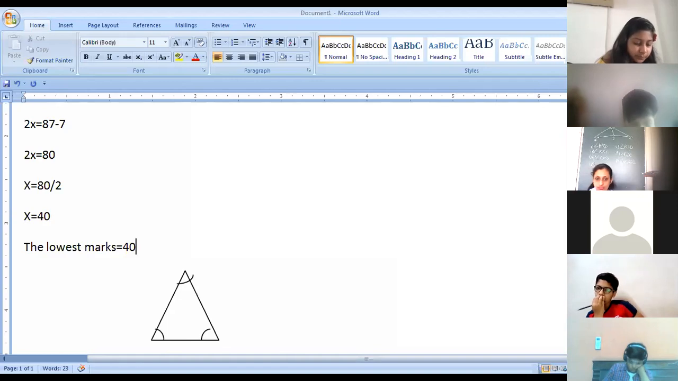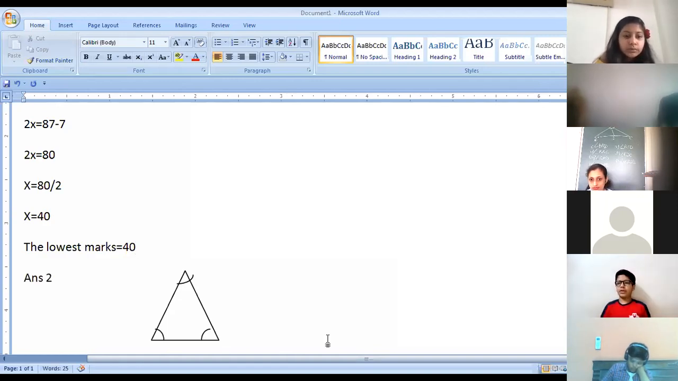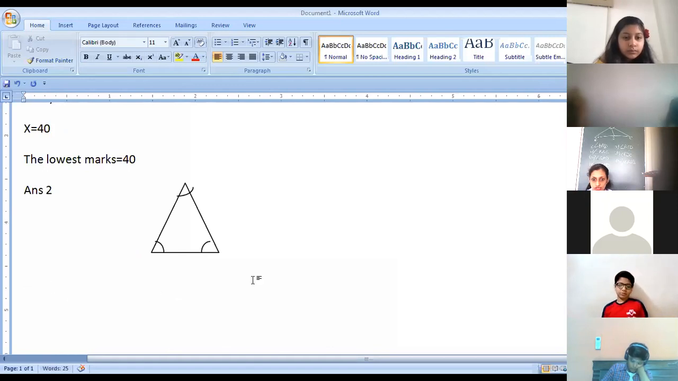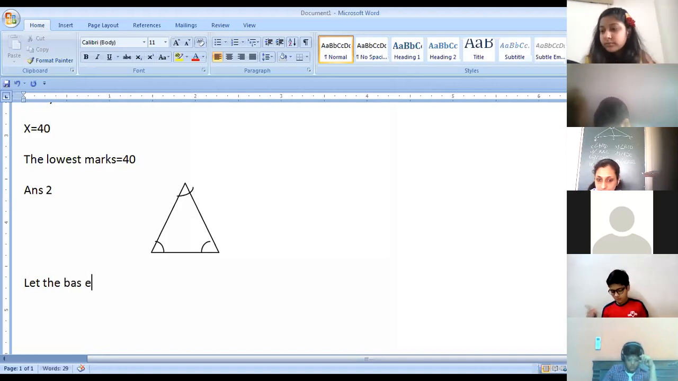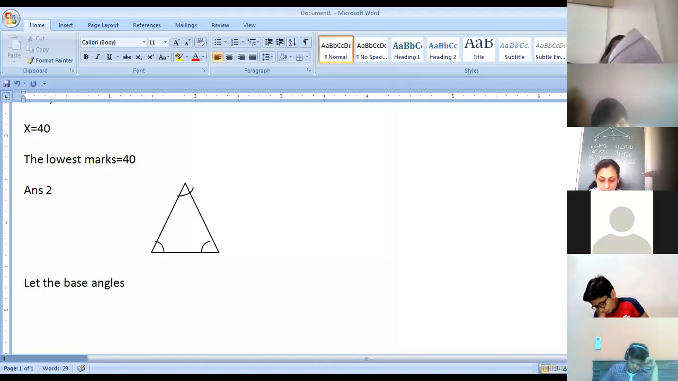This is your question number 2. Let's start with an equation now. Yes, ma'am. Let the base angle be x degrees. Yes. Let the base angles, we'll take it as x. Let the base angles be x degrees.